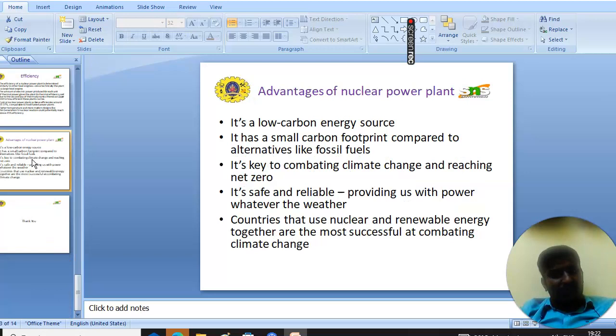What are the advantages of the nuclear power plant? It is a low carbon energy source. It has a small carbon footprint compared to alternatives like fossil fuels. It is key to combating climate change and reaching net zero. It is safe and reliable, providing us with power in all weather. Countries that use nuclear and renewable energy together are the most successful at combating climate change.